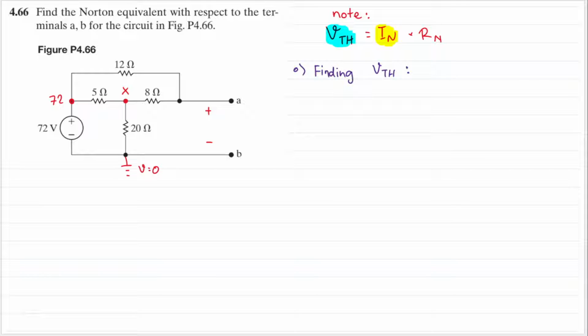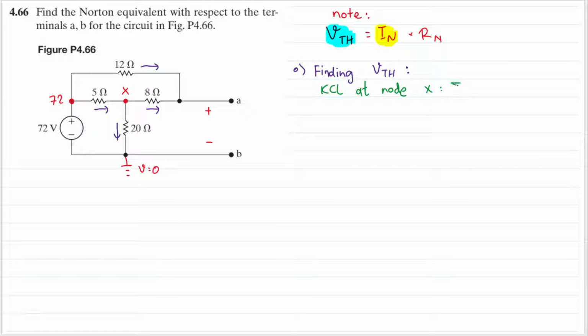And let's assume the direction of the current. This is going to the right. This is going down. This is going to the right. And this is going to the right. Okay. And I think we can start by using KCL at node X. Okay, let's do that. KCL at node X.